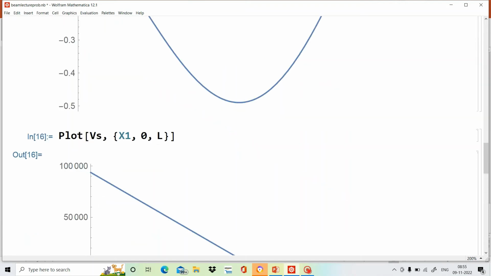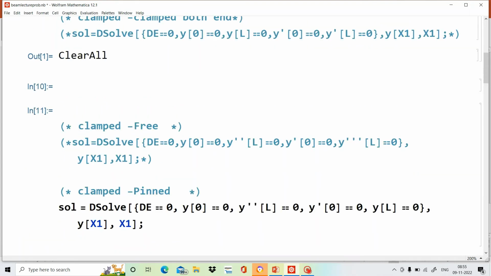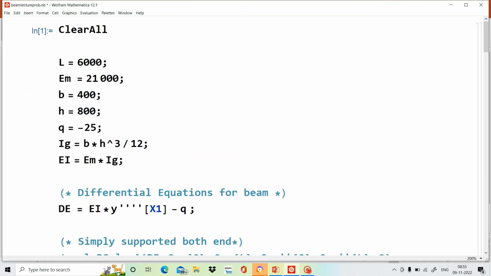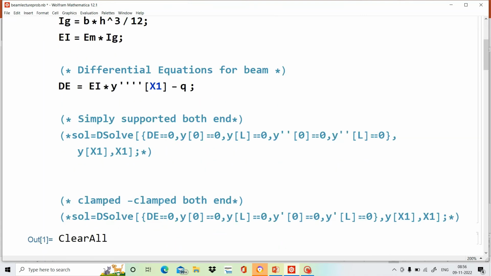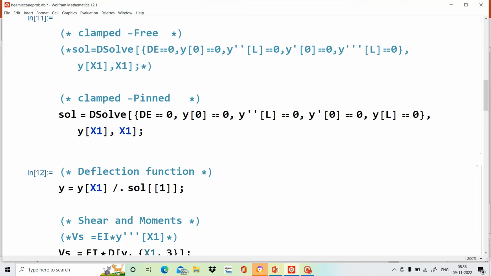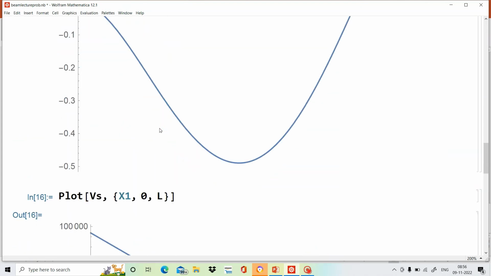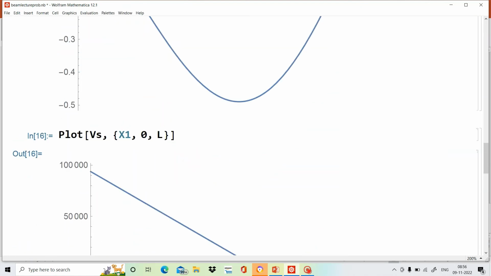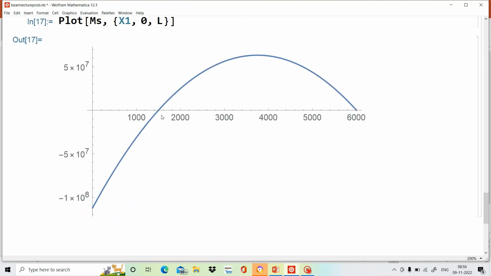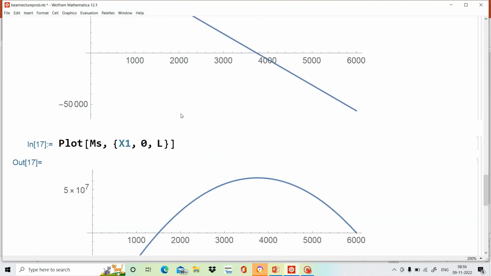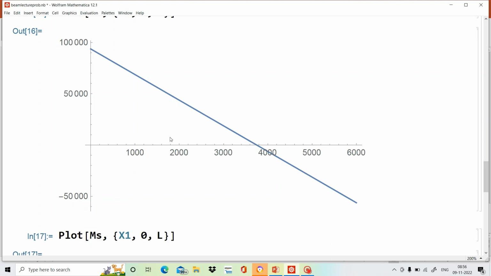So we have seen all 4 cases of the beam, and how the shear force and bending moment diagrams are plotted in Mathematica. In a very easy fashion, we wrote the differential equations and gave all the boundary conditions. Then we wrote the equations for the shear force and the bending moment, and then the commands to plot deflections from length 0 to L, and in a similar way the shear force from 0 to L, and then the bending moment, and we got these results. This is very easy and very handy for understanding these things.